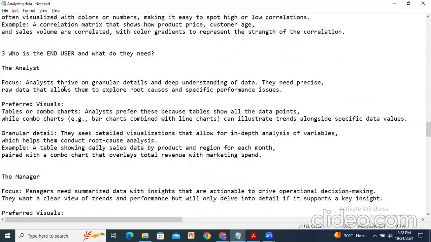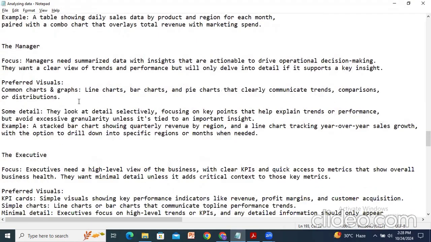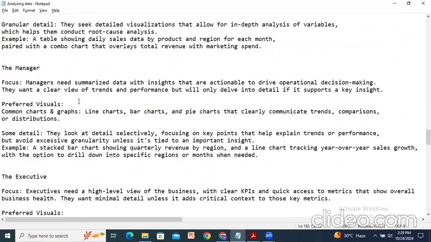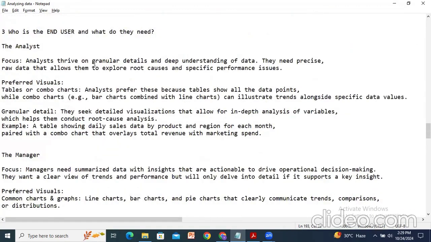Next, we'll look into who the end user is and what they need. We already discussed this: the end users are mainly analyst, manager, and executive. First we'll go with analyst. Analysts need the granular details and a deep understanding of the data. They need precise data to explore root causes and specific performance issues. The preferred visuals for analysts are tables or combo charts. Okay. Combo charts are bar charts combined with line charts.